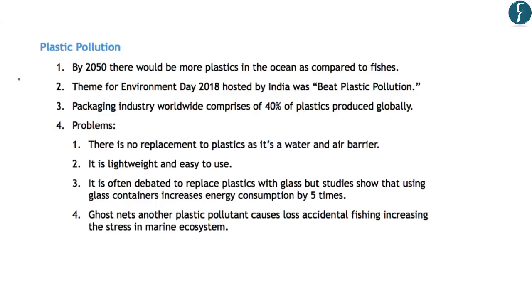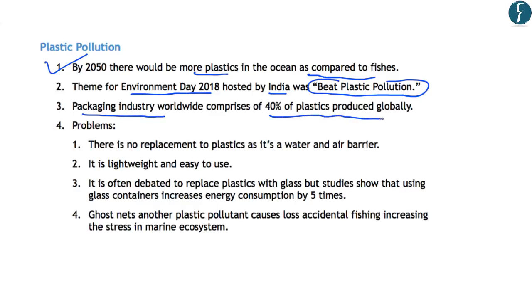Now, some important facts and data related to plastic pollution should be kept in mind from your mains examination point of view. For example, one such fact is that by 2050, there would be more plastics in the oceans as compared to the fishes. Further, this year's theme of the Environment Day 2018, which was hosted by India, had beating the plastic pollution as its theme. Further, the packaging industry worldwide comprises 40% of the plastics produced globally.